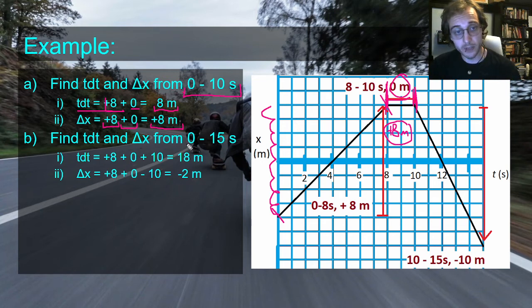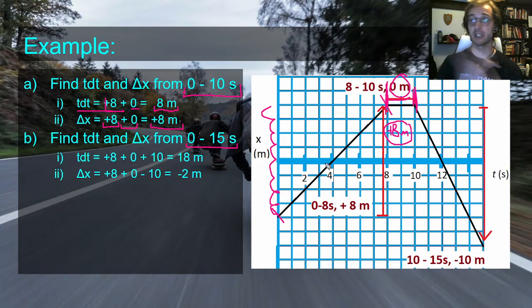For B, we're doing the same thing, but this time for the full 15 seconds. So you can do this for any subsection of time by just taking the movements from that subsection of the time. So your total distance traveled, same thing. I do have to actually count out this next bit.